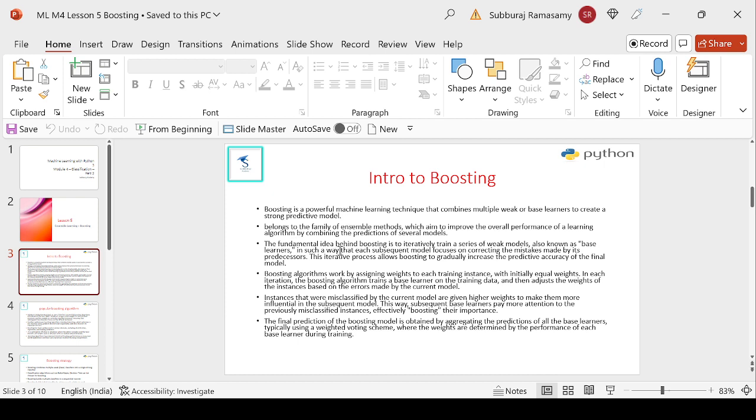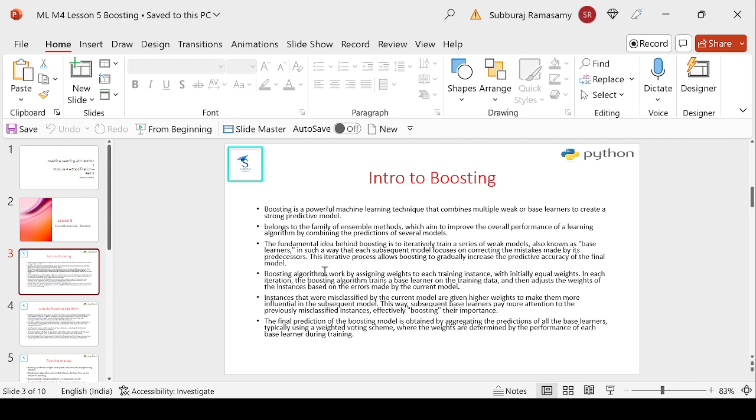The fundamental idea is to iteratively train a series of weak models. The weak models are also known as base learners, in such a way that each subsequent model focuses on correcting the mistakes made by its predecessors. It's not really a mistake. You get an error with some examples. So that will be corrected so that overall accuracy improves. This iterative process allows boosting to gradually increase the predictive accuracy of the final model.